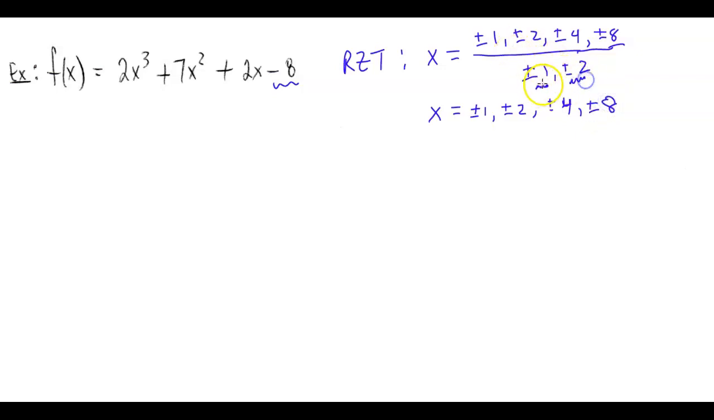So now we're going to do the same thing with the 2. And so now what's in my list is going to be plus or minus 1/2, plus or minus 2/2, which is just 1, plus or minus 4/2, which is just 2, and plus or minus 8/2, which is just 4. And again, since I already have plus or minus 1, plus or minus 2, plus or minus 4, I don't have to write these again.